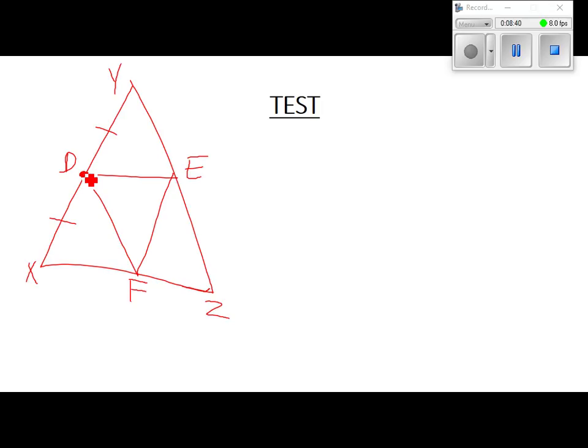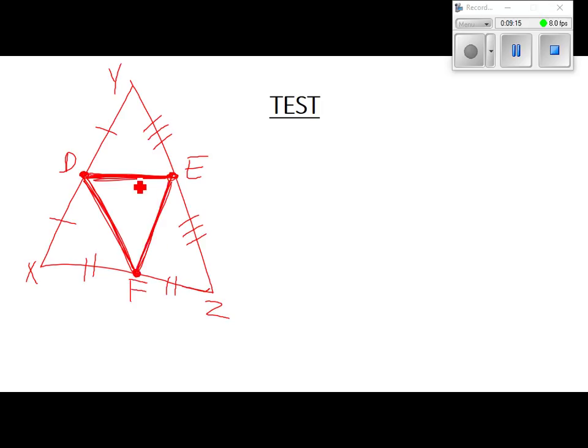Then they tell us that XF is congruent to FZ, and that YE is congruent to EZ. So what's that tell us about these other 2 points? Midpoints also. What's that tell me about that segment right there? What's its name? DE, that's true, but what kind of segment is it? Mid segment. How about this segment? Mid segment. How about that one? Mid segment. All 3 of them are mid segments.